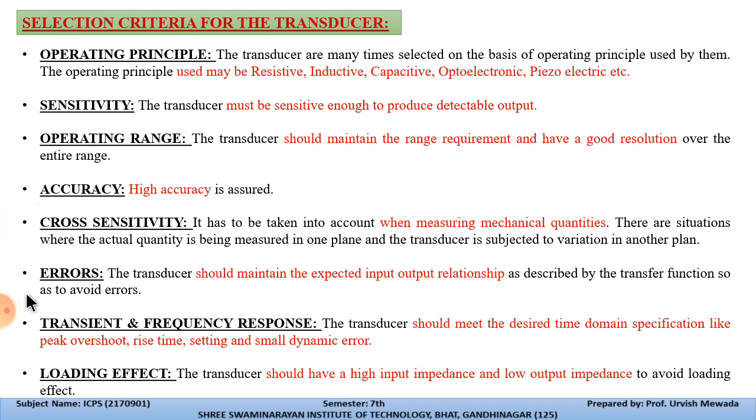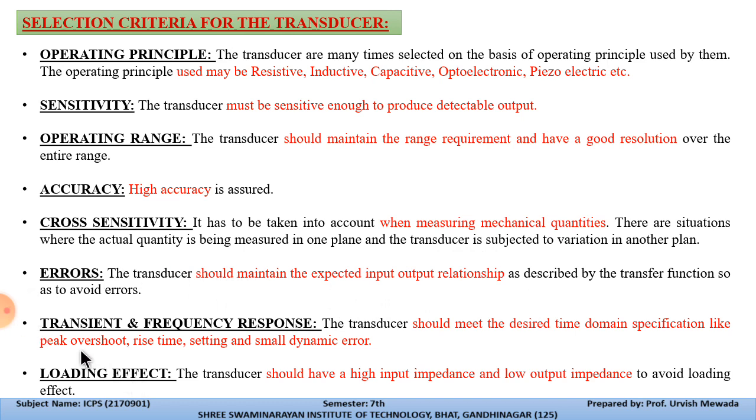Now the error. We all know that the device should have minimum error, and the error describes the difference between input and output. If there is no large difference between input and output, then that instrument is called an accurate or minimum error instrument. It should maintain the expected input output relationship, so we can minimize the error while we measure the physical quantity with the help of the transducer.